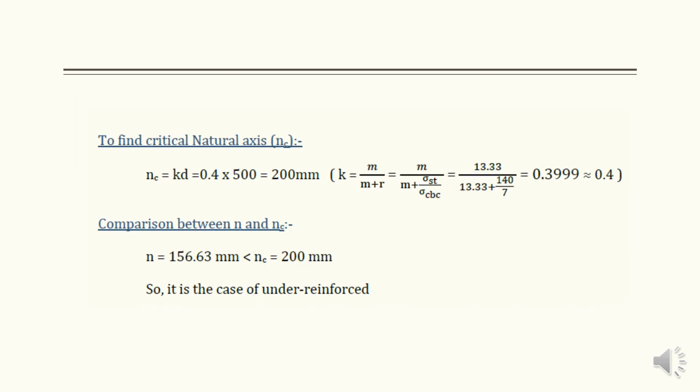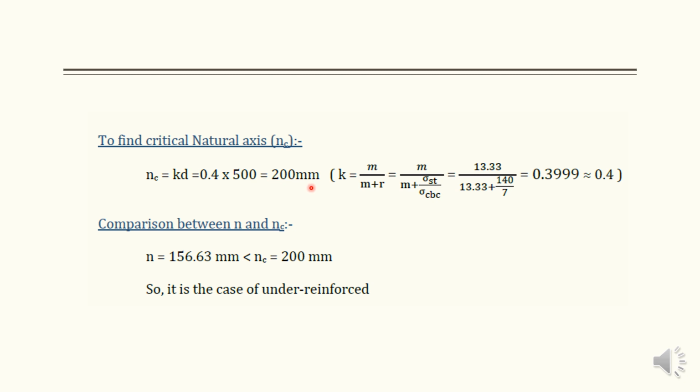Next we determine the critical depth of neutral axis, that is nc. nc, as we already know, is k into d. k is the lever arm constant, k is equal to m divided by (m plus r), where r is sigma st by sigma cbc. We know the value of m is 13.33, sigma st is 140 and sigma cbc is 7. From that we determine the value as 0.399, so approximately 0.4. Substituting nc is equal to k into d, k is 0.4 and d is 500, so that will be equal to 200 mm.